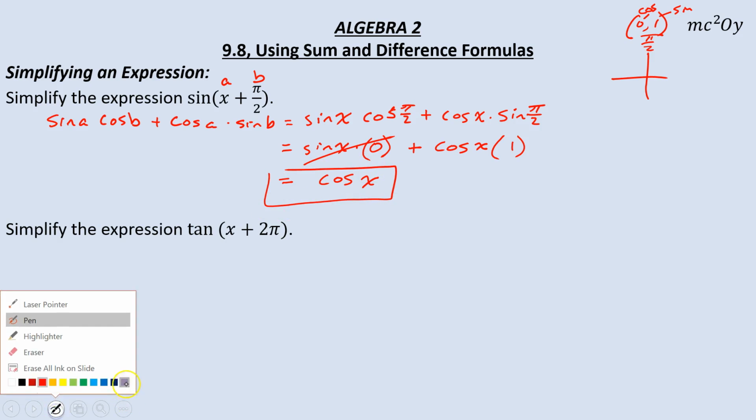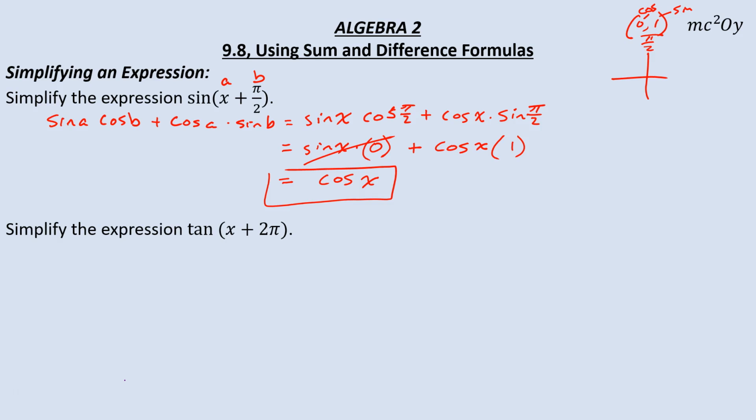Okay, let's go ahead and try another one here. We have tan of x plus 2 pi. Well, here would be A, here would be B. Okay, well, tan of A or x plus tan of B or 2 pi, over 1 minus tan of x and tan of 2 pi. Now I'm just using my tangent sum there.